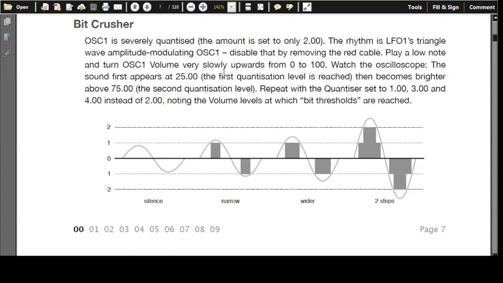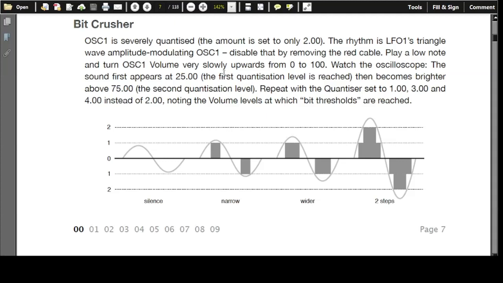Watch the oscilloscope. The sound first appears at 25. The first quantization level is reached. That becomes brighter above 75, the second quantization level. Repeat with quantizer set to 1, and then 3, and then 4 instead of 2, noting the volume levels at which the bit thresholds are reached.